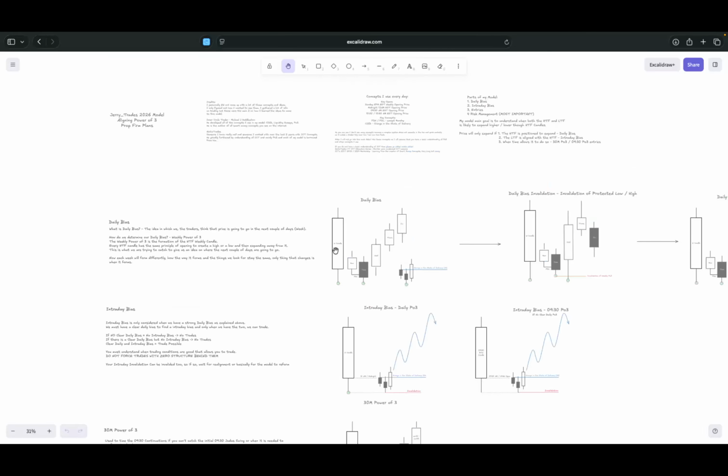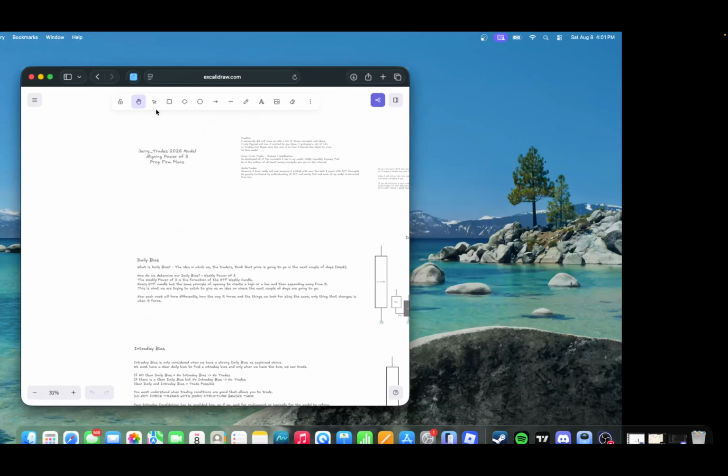So that's my model. I did post this in the new Gems Discord that Gaddy has. This video will also be posted in my channel, so you can look back over it. And now we will go into real chart examples.